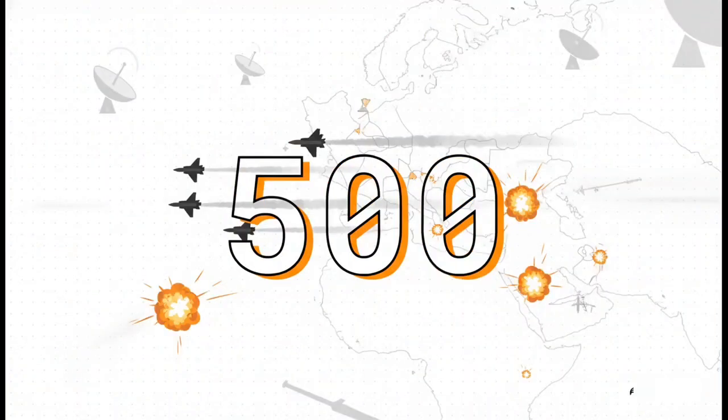And what were they hitting? Well, those jets struck something like 500 different targets in that first wave alone. We're talking mostly missile launchers and air defense systems. The idea was to cripple Iran's ability to fight back before it could even get started.